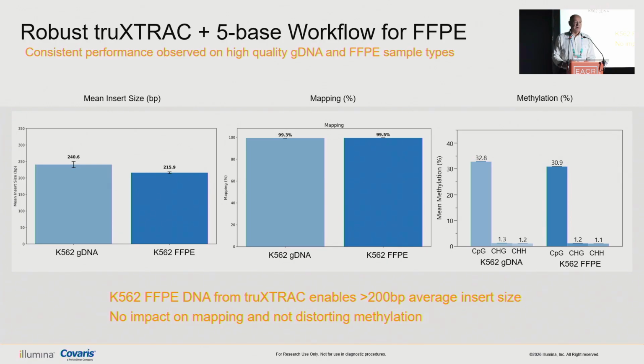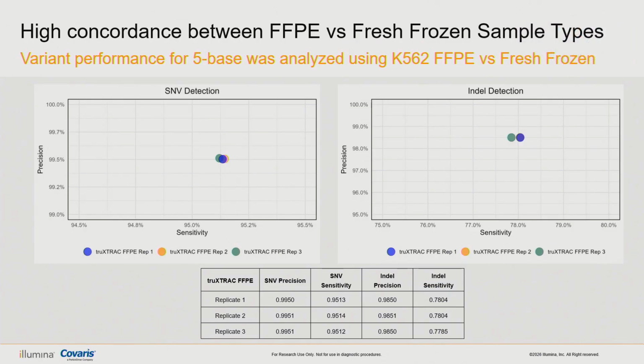So here it shows that we get more than 200 base pair on average insert size, and there's no impact on mapping or the methylation analysis. It's equivalent between the genomic DNA and FFPE DNA. We also investigated the variant calling from this, so both the SNPs, single nucleotide variants, and indels show very high consistency between the genomic DNA and the FFPE DNA.